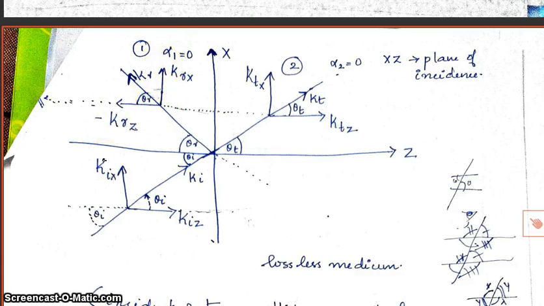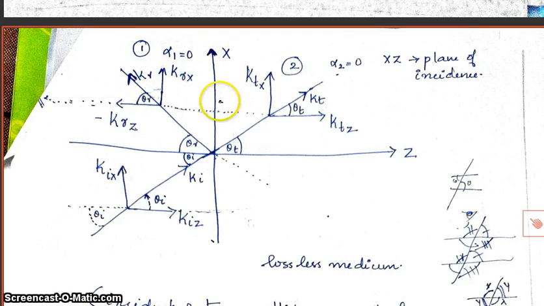Now coming to the transmitted wave, it is the same as that of your incident wave. There is no change in phase or direction. So it is drawn similar to our incident wave, that is ktx is drawn here and ktz is drawn along this direction. And you can see ktz is parallel to my z plane and ktx is parallel to my x plane.